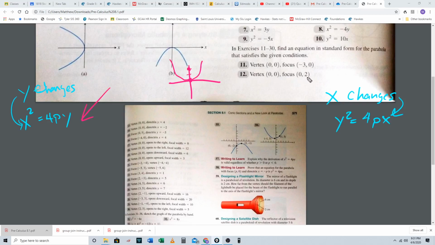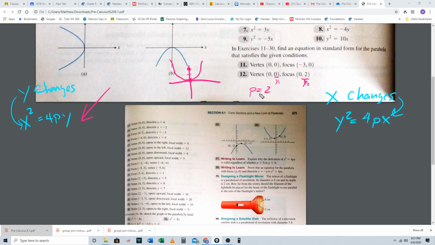And again, you can see what's changing here. The y value is changing. Y1, Y2. The y value is what's changing. So p is equal to 2. P is positive because it's opening up. If p would be negative, it would be opening down.